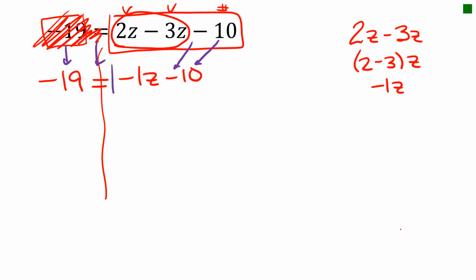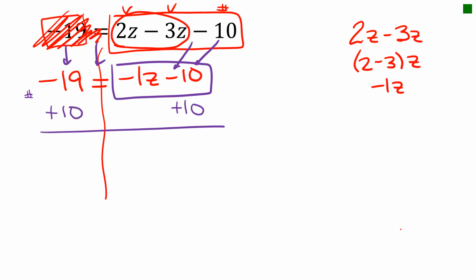So now I have to look at the right-hand side. I've got negative 1z minus 10. Remember, when we have two-step equations, we always look at what part has the plus or the minus. Over here's a number. So I'm going to move the number, which is the minus 10. I'm going to add 10 to both sides. So negative 19 plus 10 is negative 9.